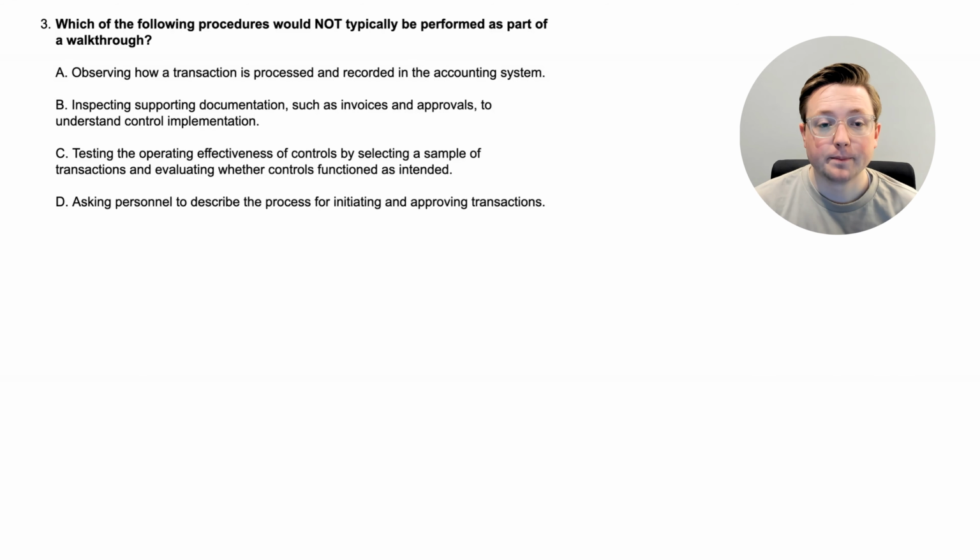Okay, here we are at question 3. Which of the following procedures would not typically be performed as part of a walkthrough? So we've talked a lot about walkthroughs so far, so let's see if you can figure this out. Option A, observing how a transaction is processed and recorded in the accounting system. B, inspecting supporting documentation such as invoices and approvals to understand control implementation. C, testing the operating effectiveness of controls by selecting a sample of transactions and evaluating whether controls function as intended. And option D, asking personnel to describe the process for initiating and approving transactions. Okay, we've talked about a lot of this already. If you need to, pause the video, and when you're ready, come back, we'll look at the answer together.